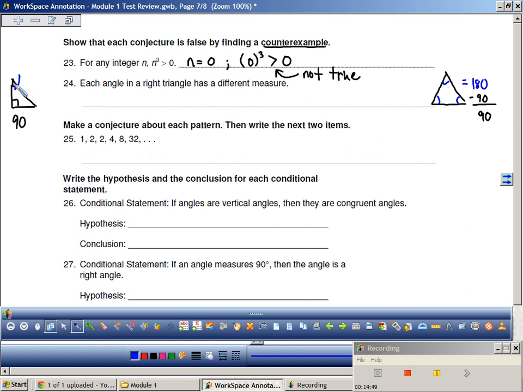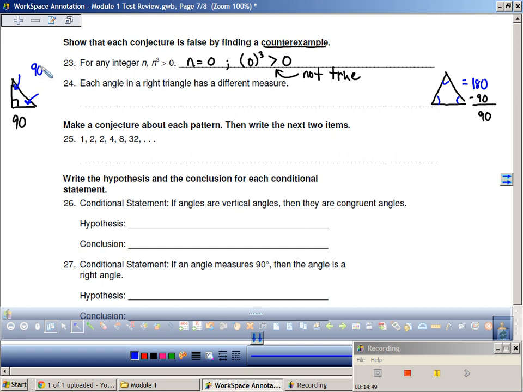So that means, is there such a thing as having these angles be the same if they have to total 90 degrees? No? What? It was, huh? Each angle in a right triangle has a different measure. Okay, so this is saying that there's no way that these two angles could be the same. And we're going to come up with a conjecture to prove that false. I'm saying that there is such a thing as these two angles being the same.